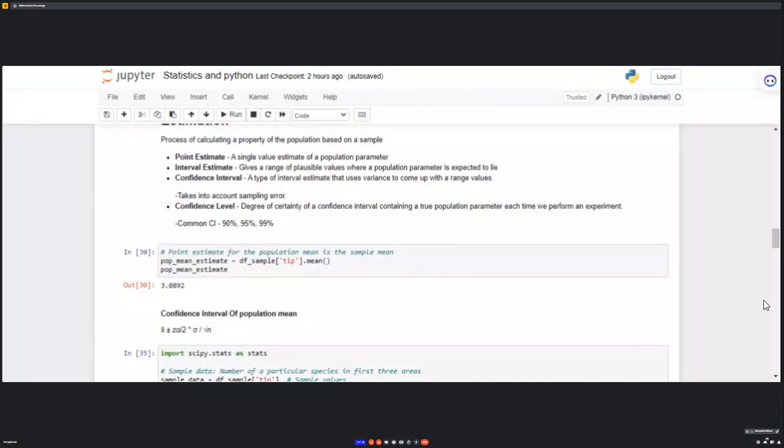Confidence level is the degree of certainty, how much we can be confident that this interval contains the true population parameter. If I'm saying I'm 95% confident that the population mean lies between 18 and 22, that means I'm giving myself only a 5% chance of making an error.